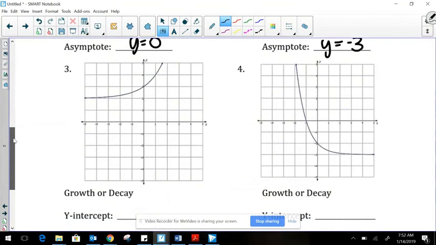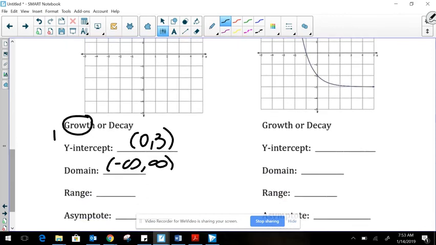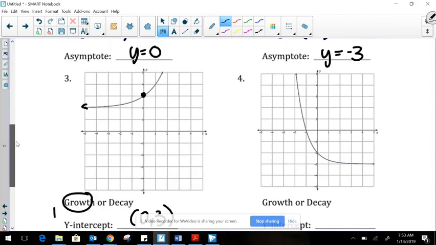Let's do these guys here. So we see, okay, growth, it's going up. My y-intercept is right here. That would be 0, 3. My domain, you can see it's going forever left and forever right. Okay, then my range. Let me draw my asymptote in here. So if I go up, I'm starting at +2 and going forever. So that's my range. Then my asymptote would be that y equals +2.